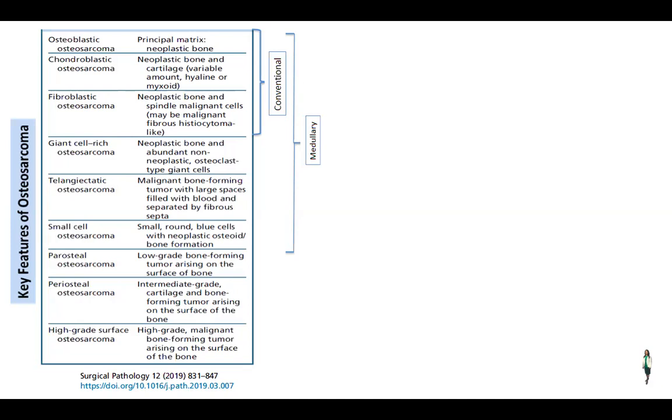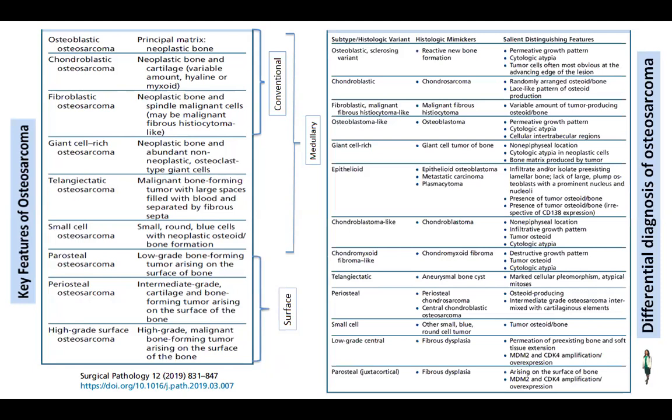The small cell osteosarcoma has a lot of small blue round cell tumors. So the differential will be with Ewing sarcoma, but in this case, you can see osteoid formation, which is absent in Ewing sarcoma. And there are some surface osteosarcomas. Parosteal osteosarcoma is a low-grade bone-forming tumor. Periosteal osteosarcoma is an intermediate cartilage-forming osteosarcoma. And then there is also the high-grade surface osteosarcoma.